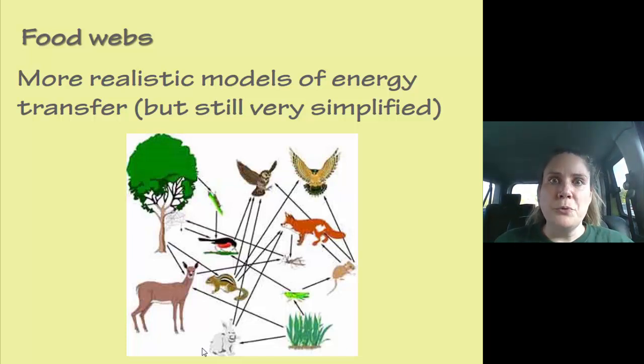Now, it's important to know this is still really, really simplified. This is still not perfect, but it's better than a food chain at least. Now, you could break apart this food web to make a bunch of food chains. You could say, here's a food chain: grass to grasshopper to robin to owl. That's one food chain. Another food chain could be grass to grasshopper to mouse to fox. So there are a bunch of different food chains, and some of them even overlap a lot, but they're different ultimately.